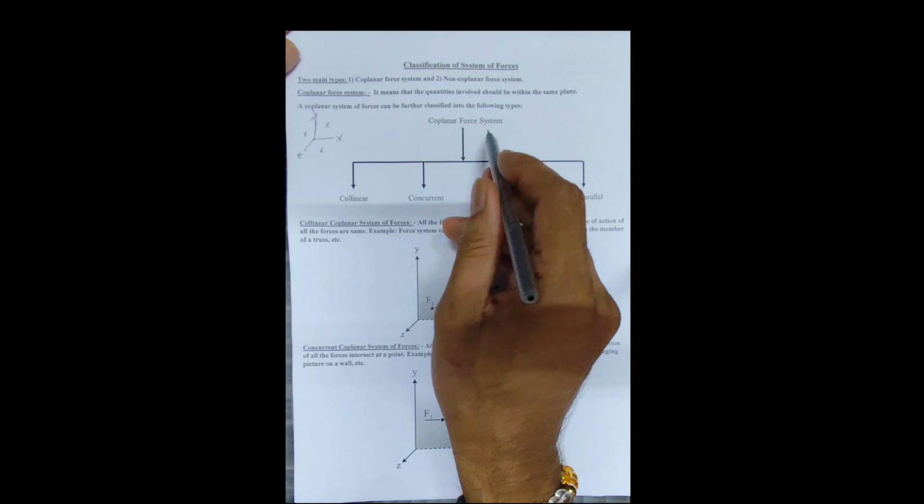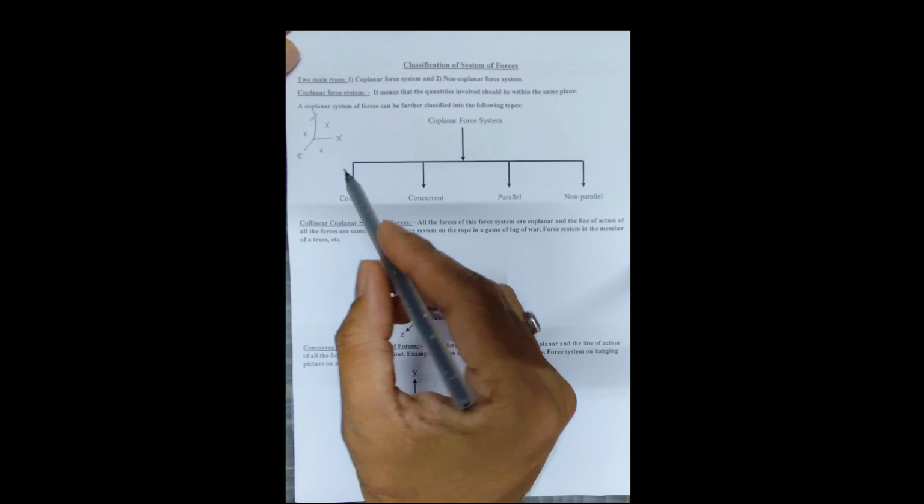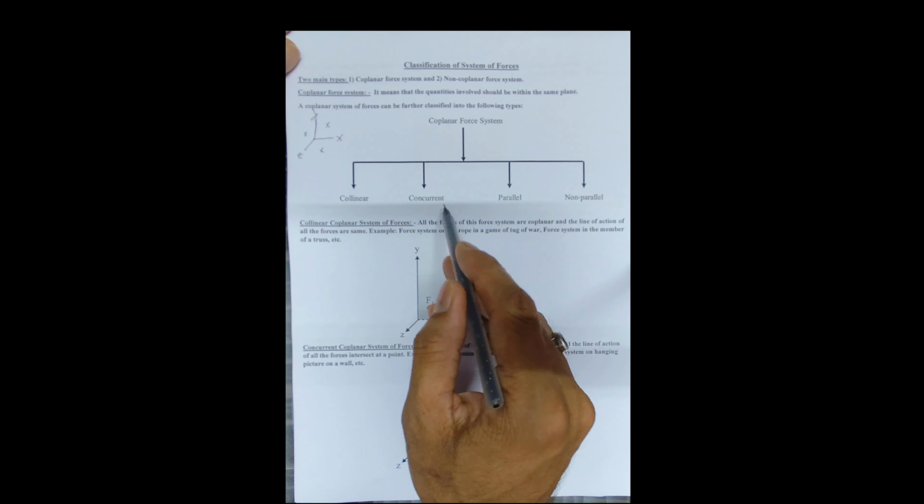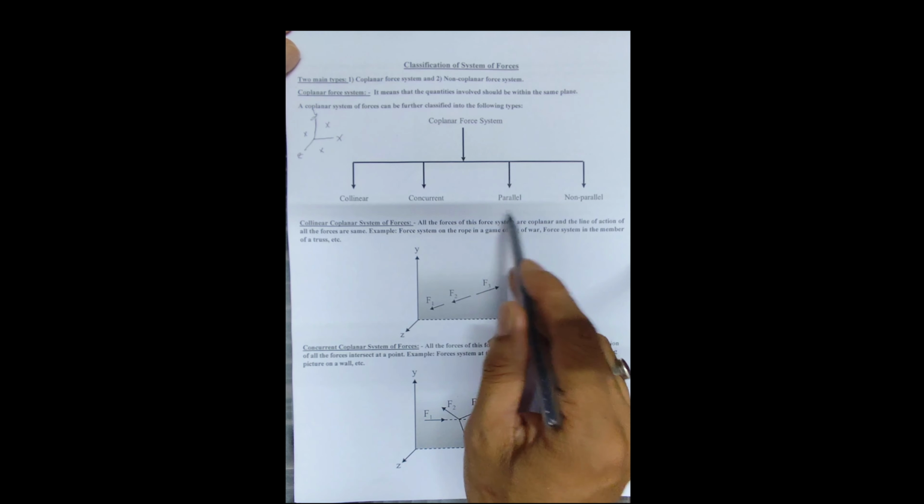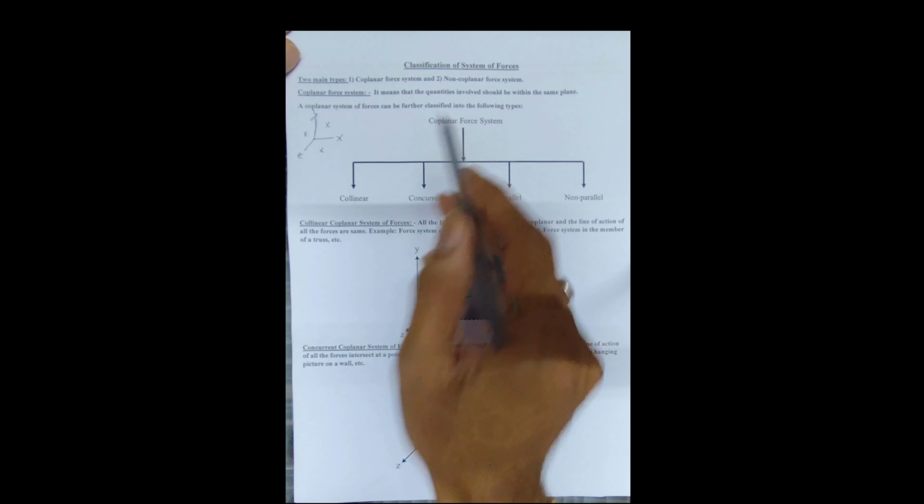Now coplanar force system is divided into four types. First is collinear coplanar forces, then concurrent coplanar forces, parallel coplanar forces, and non-parallel coplanar forces.